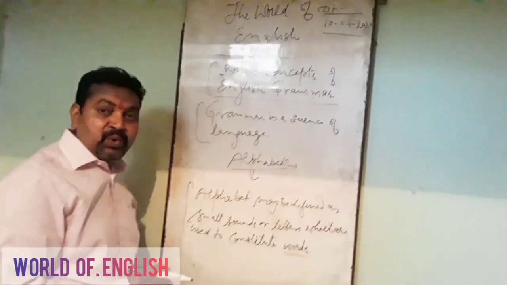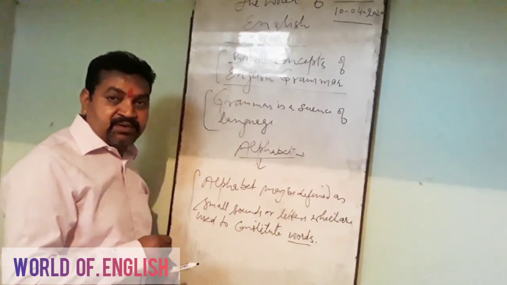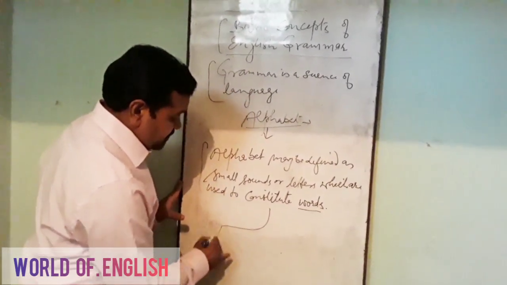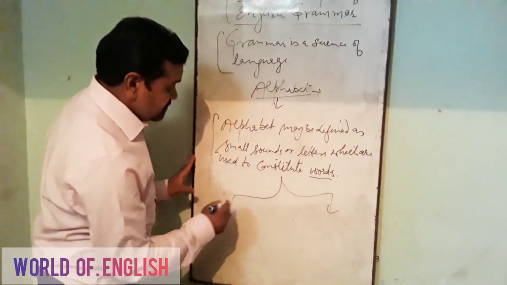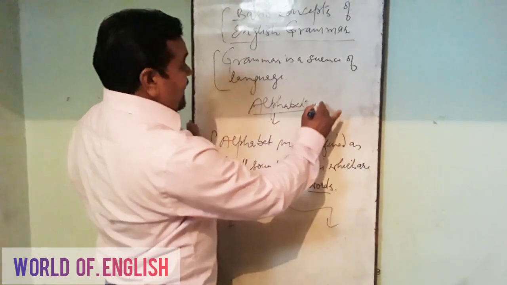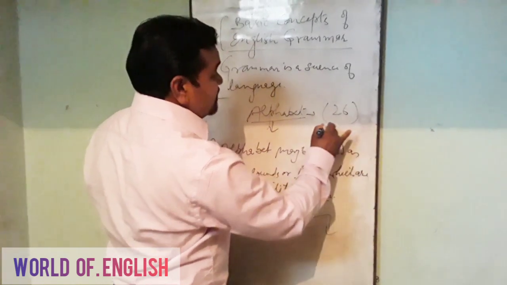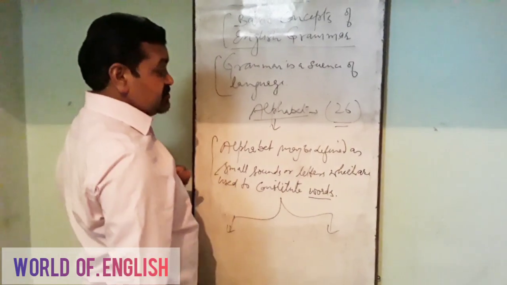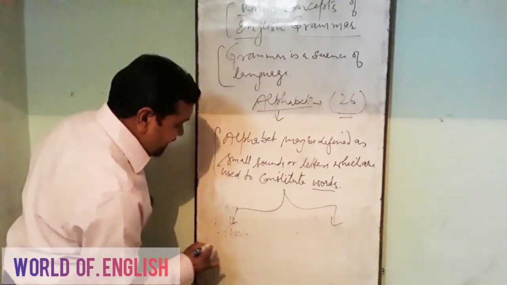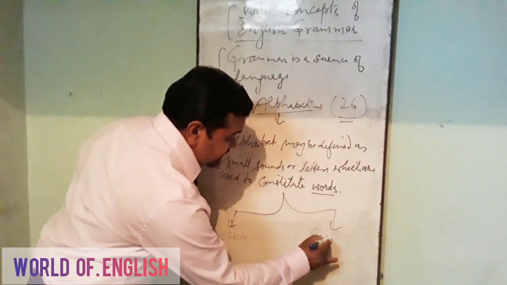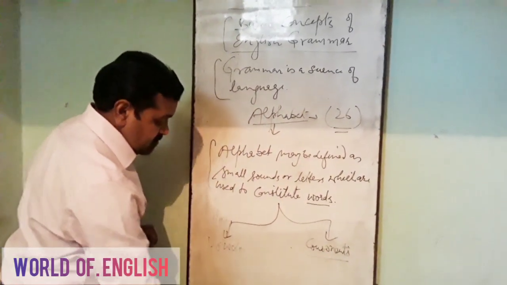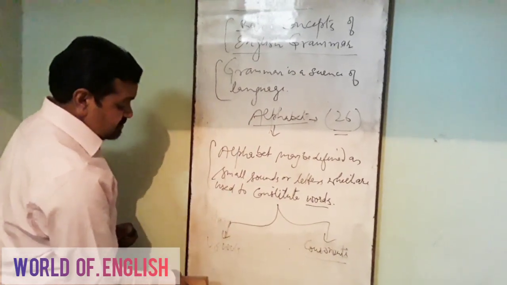Constitute words. The things that make up words are alphabets; they are also called letters. There are two types of alphabets. They are further categorized in two categories. There are only 26 alphabets in the English language, and they are categorized into two categories, vowels and consonants.